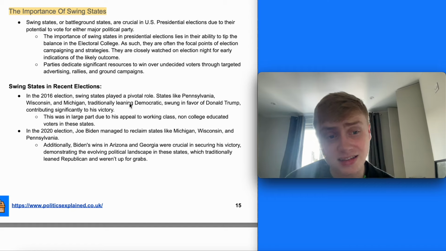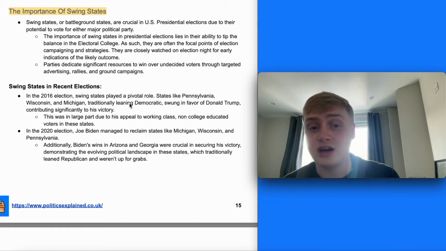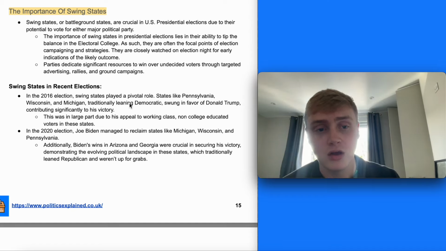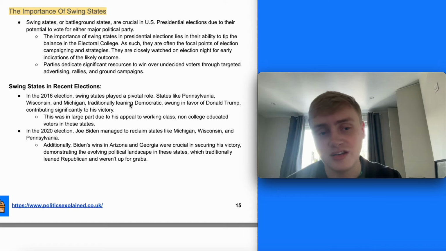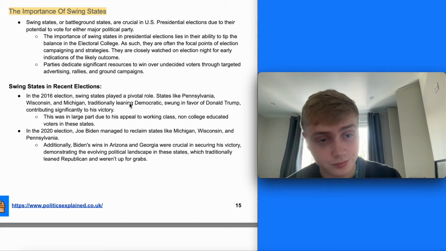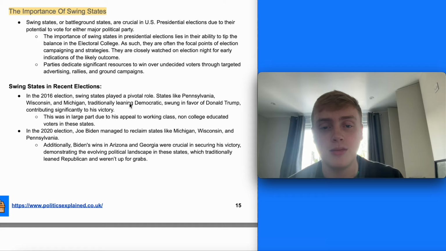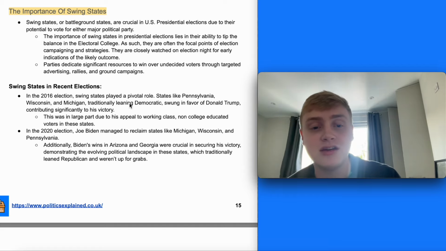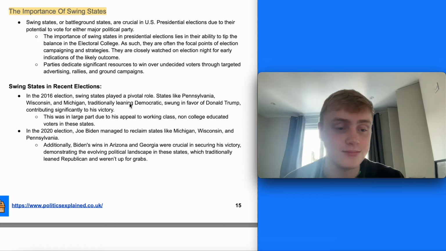In the 2016 election, swing states played a really pivotal role. So states like Pennsylvania, Wisconsin, Michigan, traditionally leaning Democratic, swung in favour of Donald Trump, which were key to his victory. And this was in large part due to his appeal to working class and non-college educated voters in these states. In the 2020 election, Biden managed to reclaim these key states, and he additionally won in Arizona and Georgia, which had traditionally been Republican states, and this was crucial to securing his victory and showing the evolving nature of the political landscape in these states.